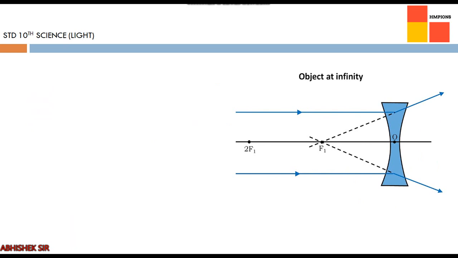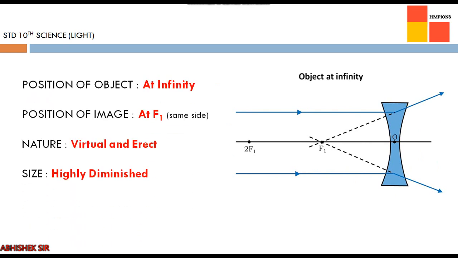Moving on to the next one, now we have concave lens. In concave lens we will see two different cases. If the object is at infinity, the light rays are coming and diverging, so if we bring them back they will combine at f1 on the same side. So if we are elongating the light rays backside, that is why nature is virtual and erect, and size, as you can see, we cannot see the image properly, so it is highly diminished.